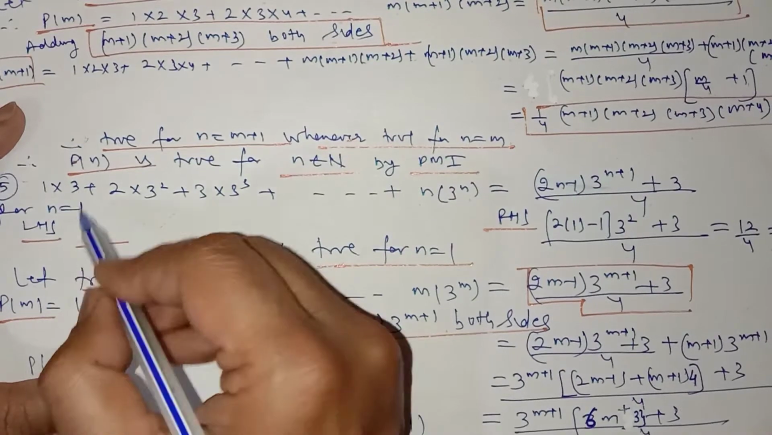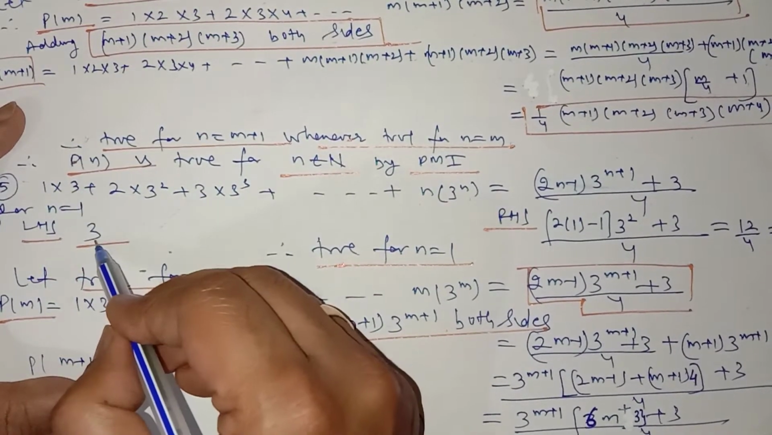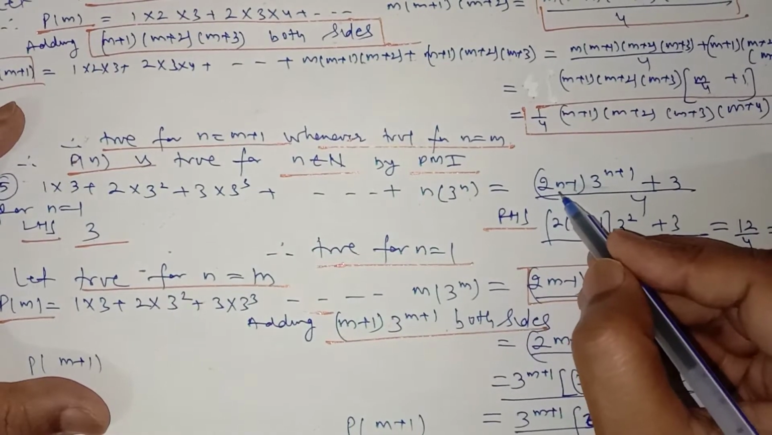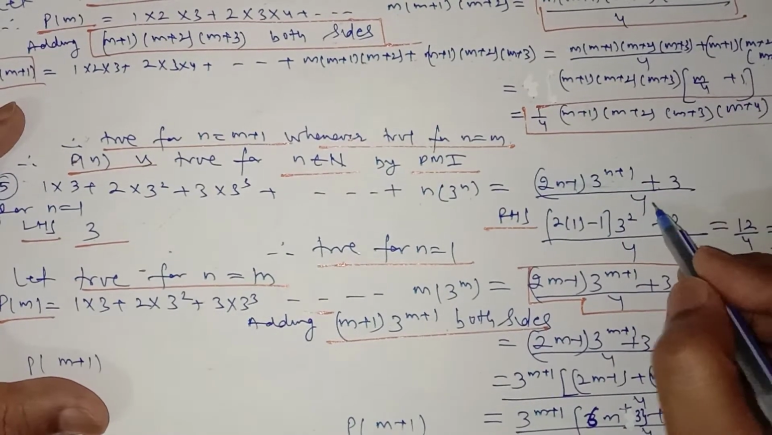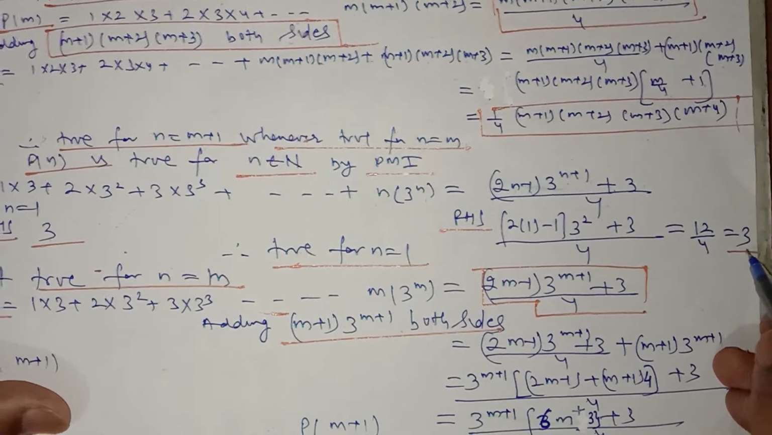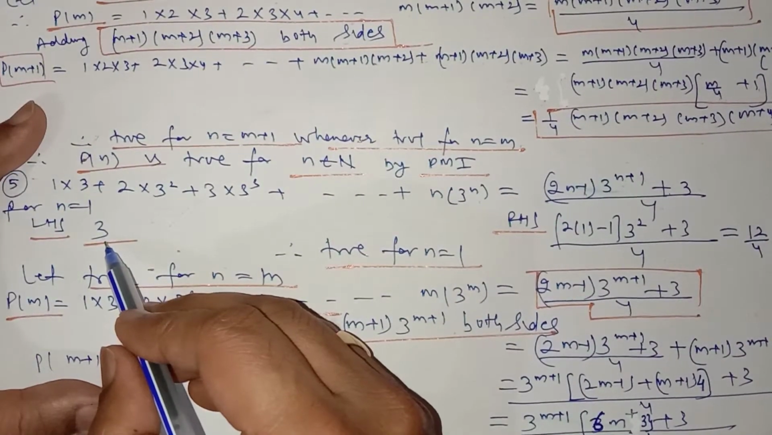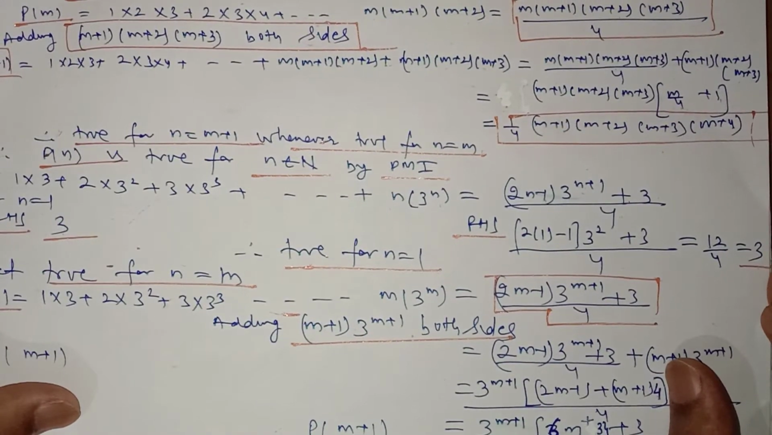For n is equal to 1, the sum of the one term in the left hand side will be equal to 1 into 3, which is equal to 3. In the right hand side, the sum of one term, replace n by 1. So 2 into 1 minus 1, 3 raised to power 1 plus 1, plus 3, upon 4, which is coming out to be 3 in the right hand side and 3 in the left hand side also. It means this is true for n is equal to 1.